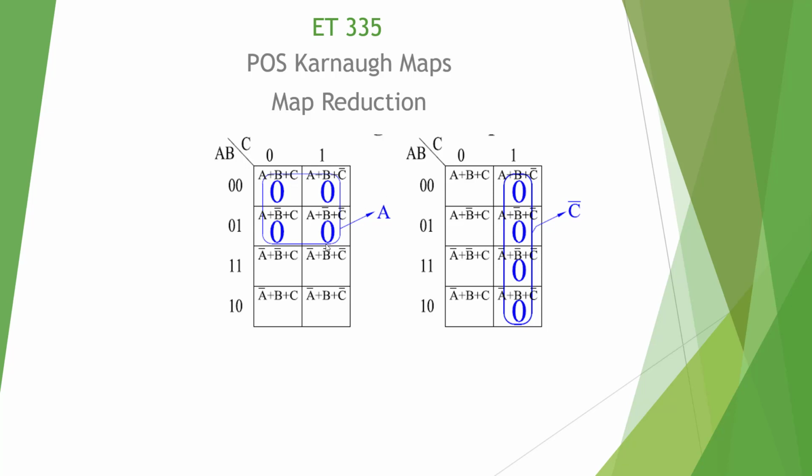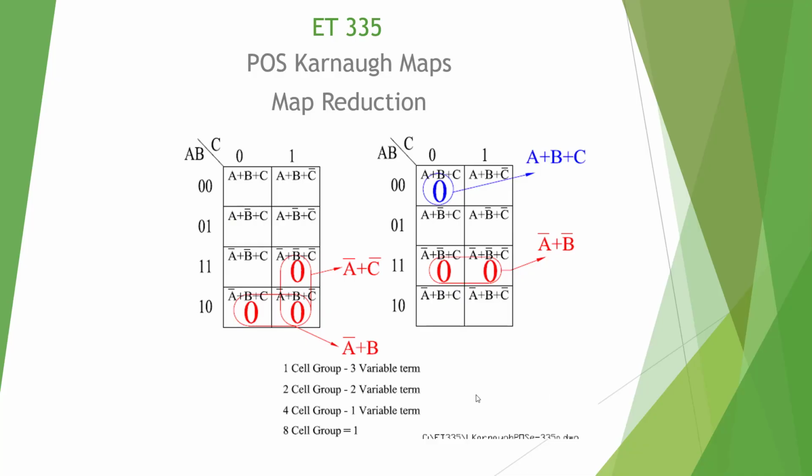Here we have examples of map reduction. So if we have a 2 by 4 and we have a group of 4, it's going to evaluate to A, because B and B bar are going to drop, and C and C bar are going to drop out. So we're going to end up with one variable. Here, if they're vertical like this, again 4 is going to result in one variable left. So the only thing that doesn't change is C bar.